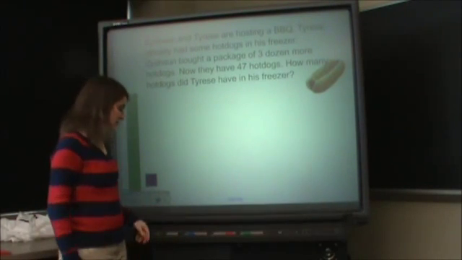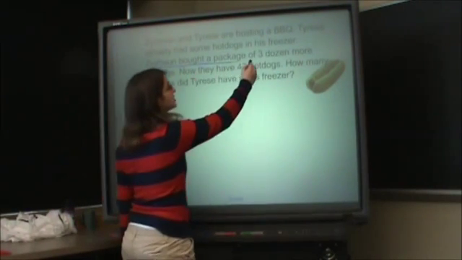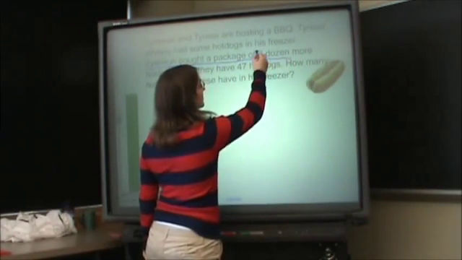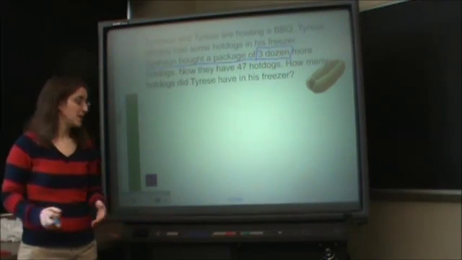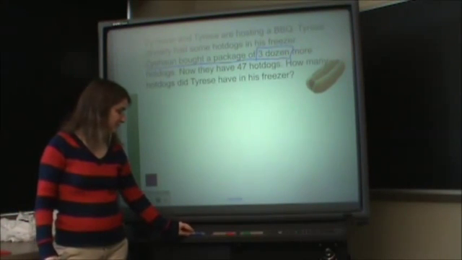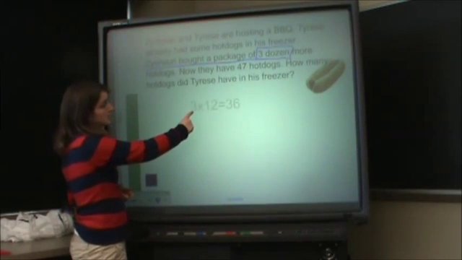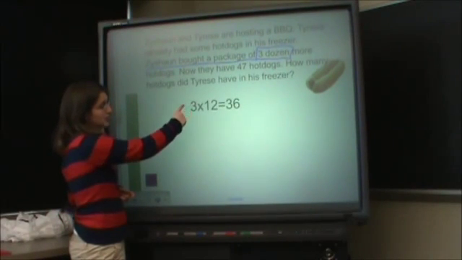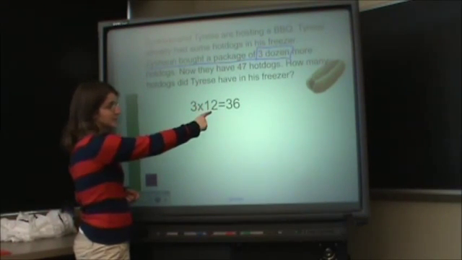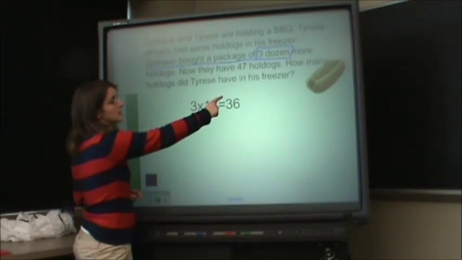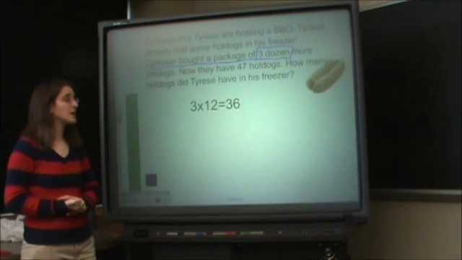How did you start this problem? You probably looked and saw that Zyshawn bought a package of 3 dozen hot dogs. We don't know how many individually yet though. We just know it's a package of 3 dozen. But we do know that a dozen is 12. So 3 dozen, with 12 each, so each dozen has 12, is going to equal 36. So we know Zyshawn bought 36 hot dogs.